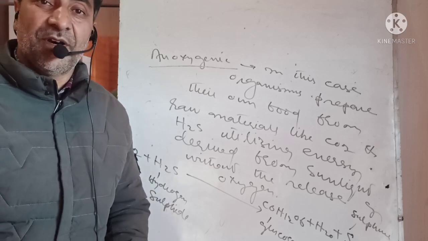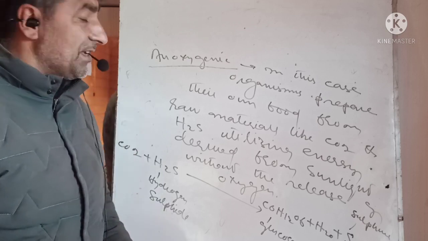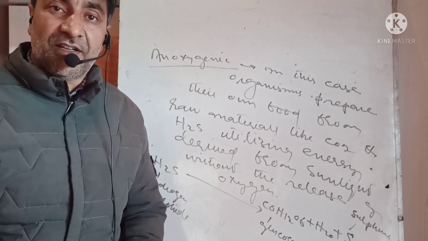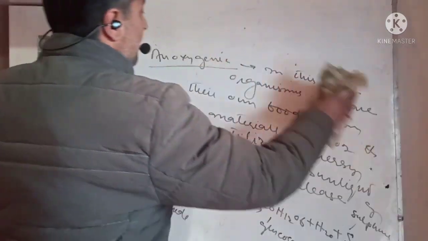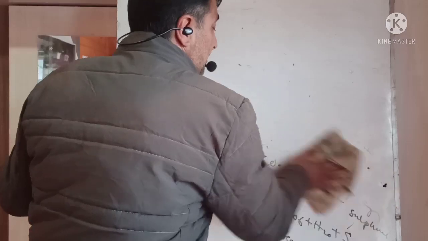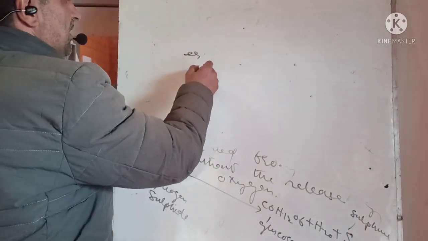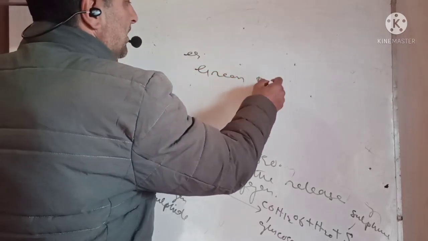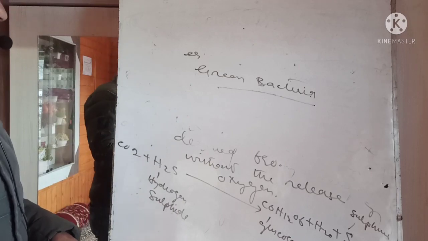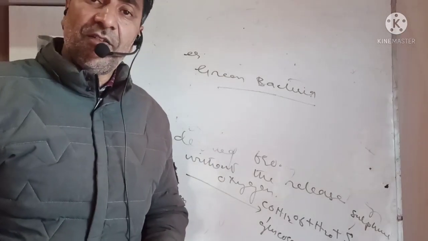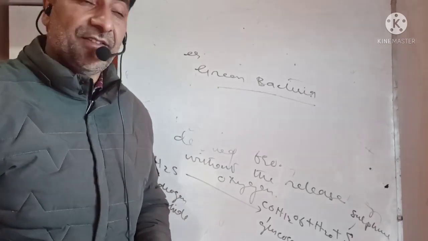That is why this type of nutrition is also called anoxygenic photosynthesis, or we can say anoxygenic photoautotrophic mode of nutrition. For example, green bacteria, they utilize hydrogen sulfide, not water, for the manufacture of food. That is why oxygen is not released here.